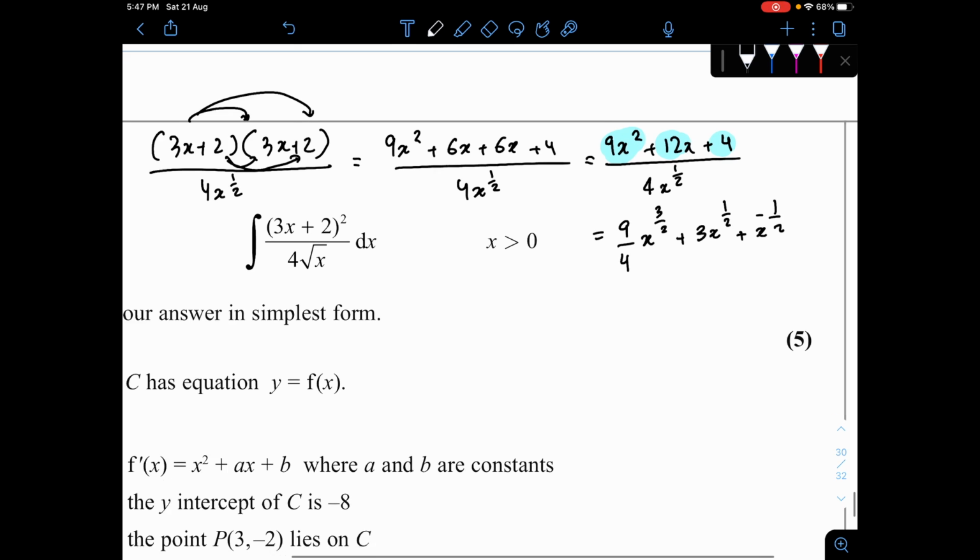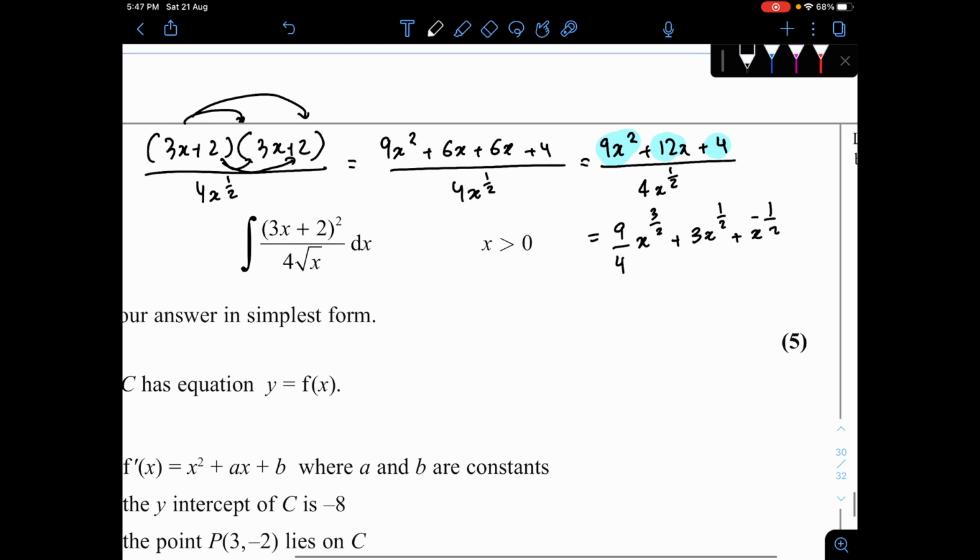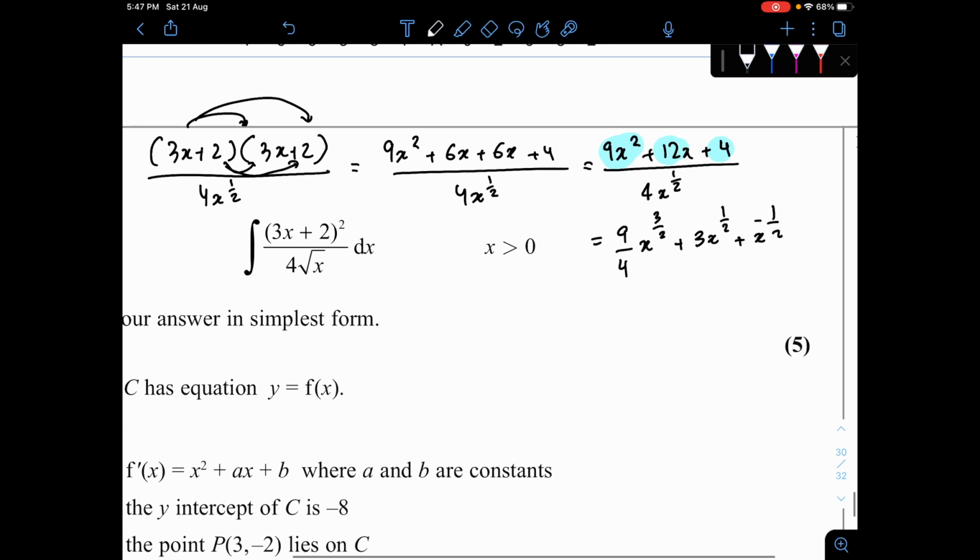So now we can integrate this. This is much easier to integrate, right? So let's do that. We have to integrate 9 over 4 x to the power of 3 over 2, plus 3x to the power half, plus x to the power of minus 1 over 2, and don't forget the dx.